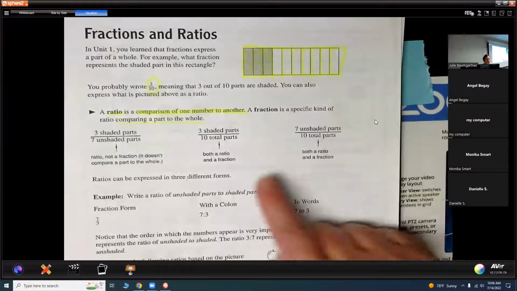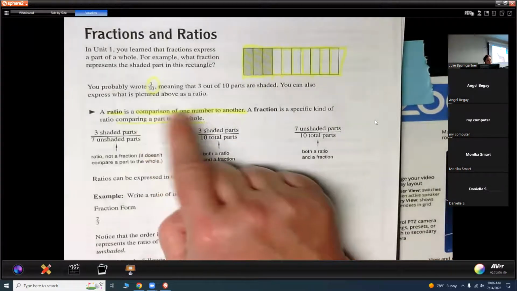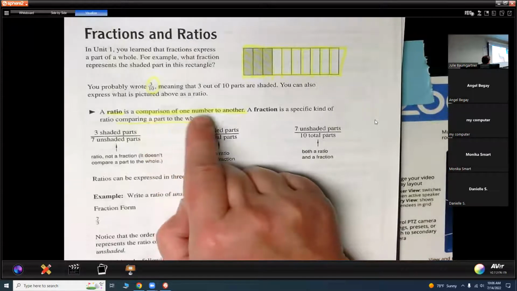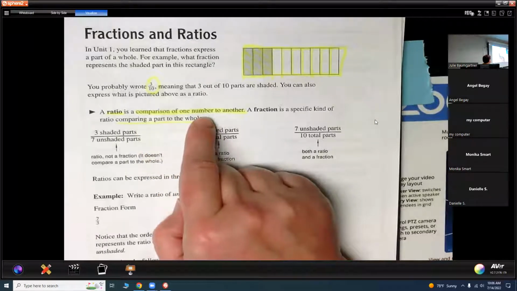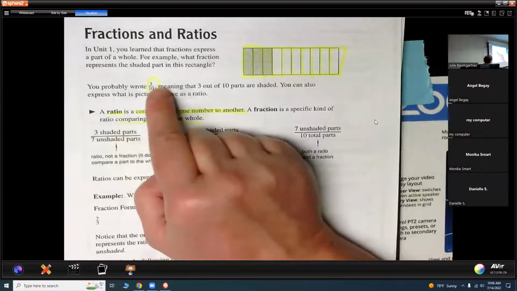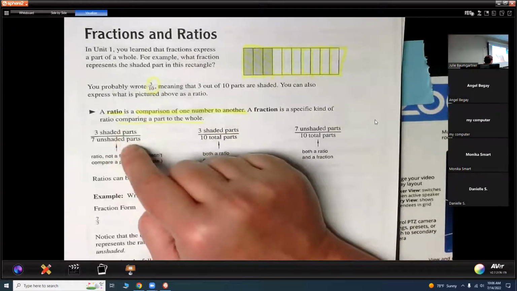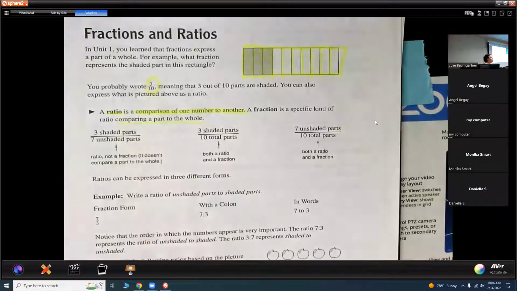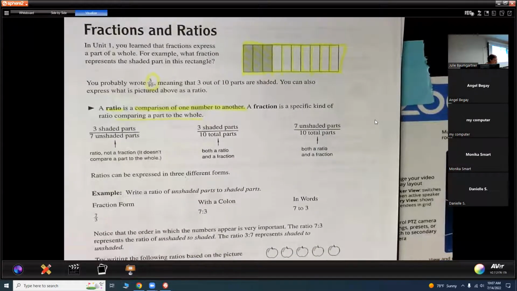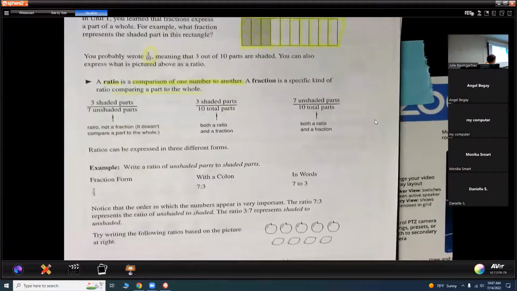So hopefully this makes sense. We're doing some kind of comparison between numbers, okay? And we're representing it numerically as a fraction. And once again, it helps us see the two numbers that we're comparing, okay? So just remember that a ratio isn't a fraction, but a fraction is a ratio.